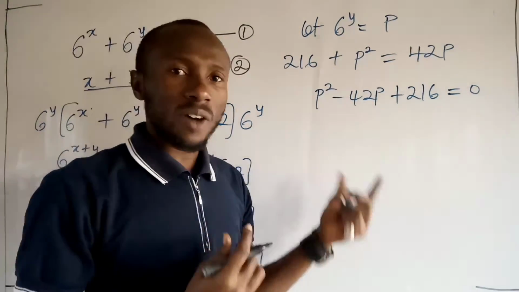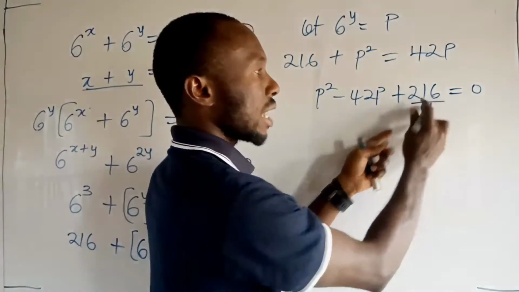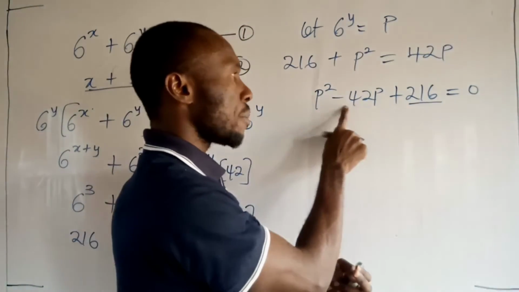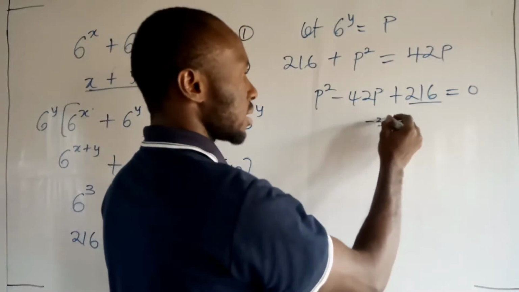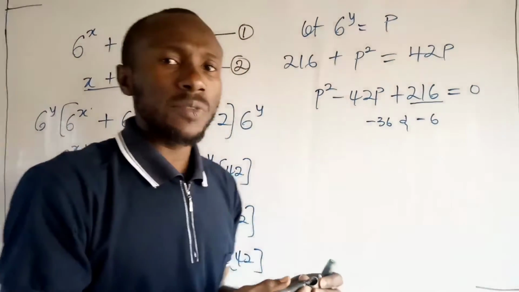So you're looking for two values such that when you multiply these two values, you will get this, that's 216, and when you add these same two values, you will get minus 42. Now these two values are minus 36 and minus 6. Let us see if it is true.